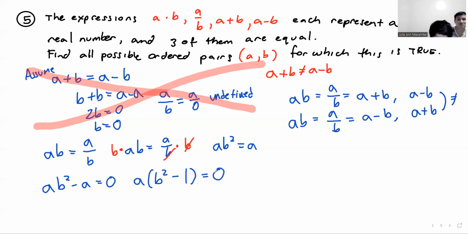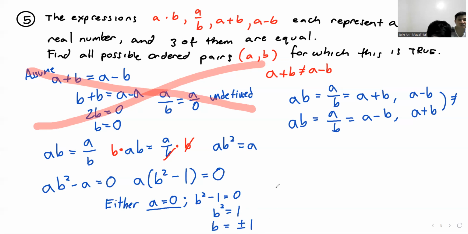Although we cannot see it right away, like the solution to a quadratic equation when you factor it, either a is equal to 0 or b squared minus 1 is equal to 0. For a equals 0, we leave it as is. For b squared minus 1, b squared is equal to 1. Therefore, b is equal to plus or minus 1. So we have two choices: either b is equal to 1 or negative 1.